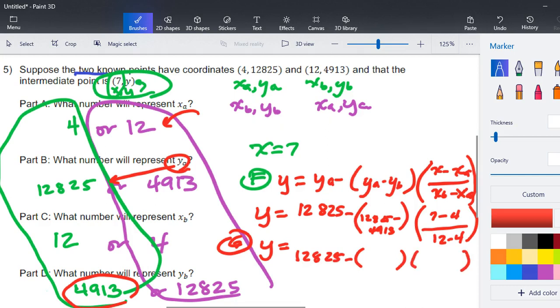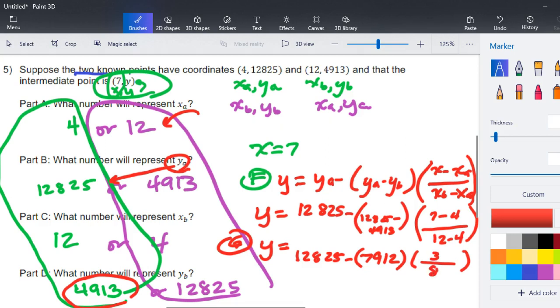So I'm going to grab my calculator and I'm going to type in what I have in the first parentheses. Because remember, order of operations says do whatever you have inside parentheses first. And I have 12,825 minus 4913. And I get 7,912. So I worked inside that parentheses. And then here, I'm going to get 7 minus 4, which is 3, and 12 minus 4, which is 8.